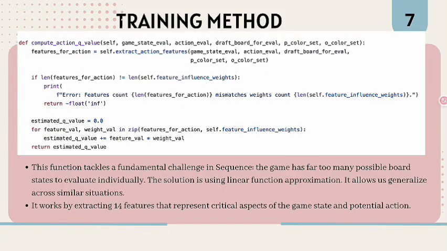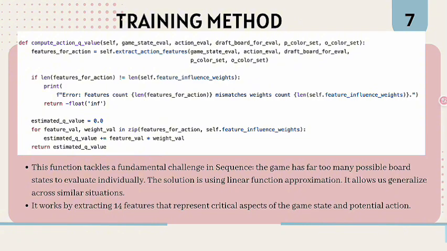Our engine learns to play sequence through temporal difference learning, adjusting its strategy based on the gap between what it expects to happen and what actually occurs. During gameplay, it sometimes tries new moves to discover better strategies, constantly fine-tuning its approach through experiments.